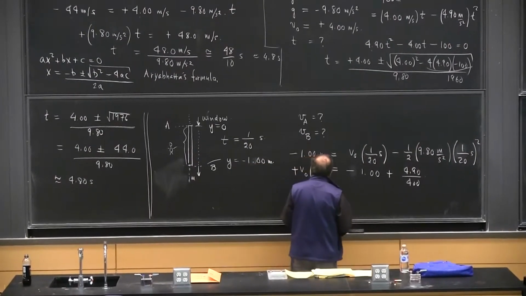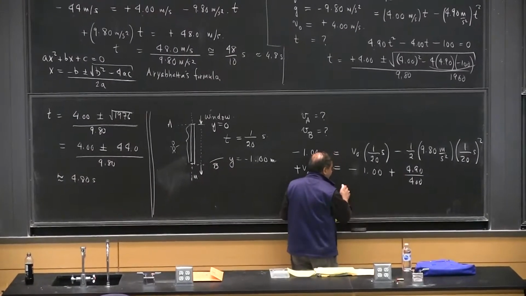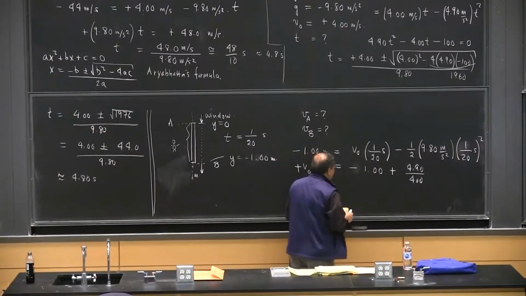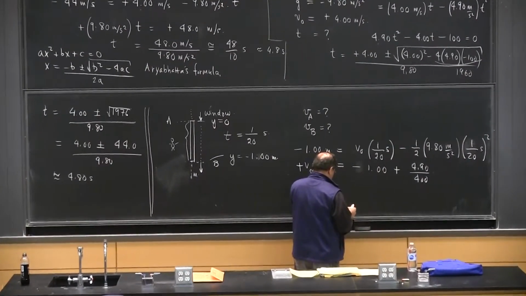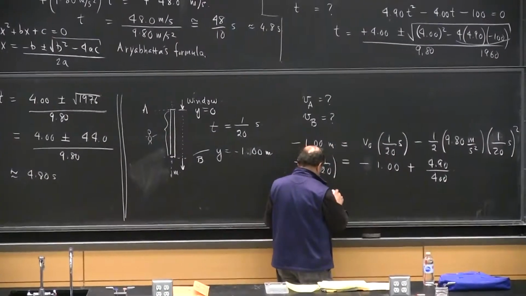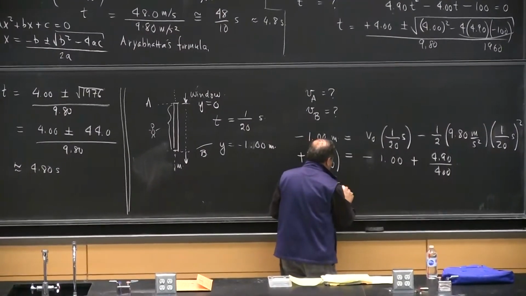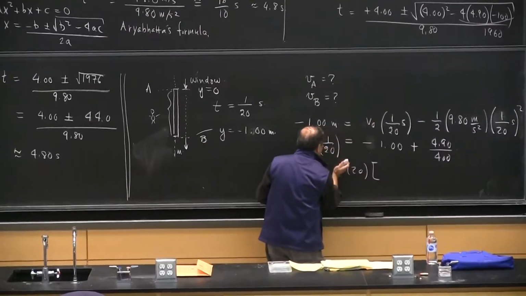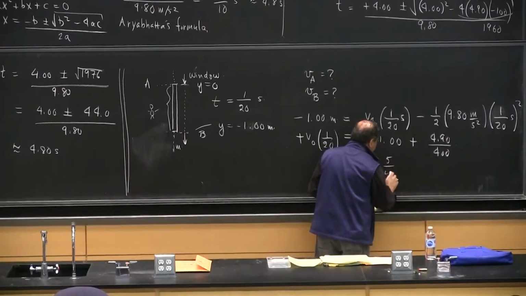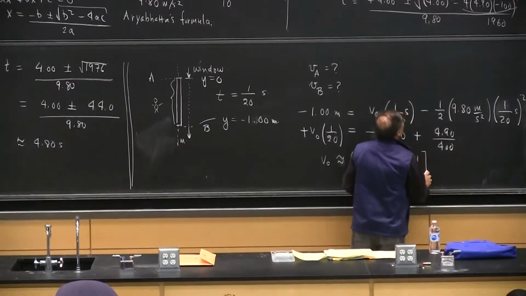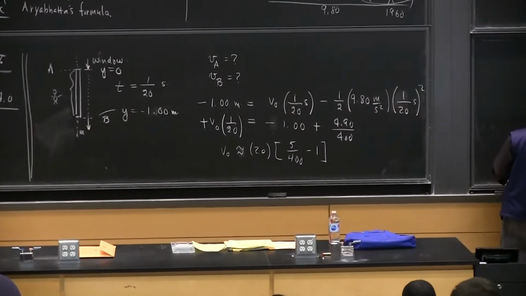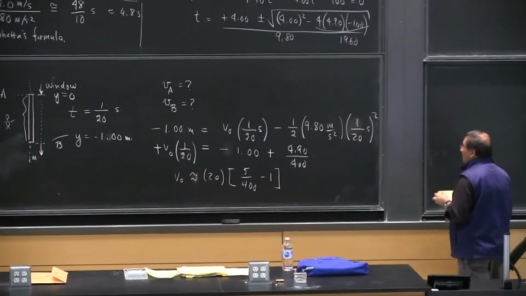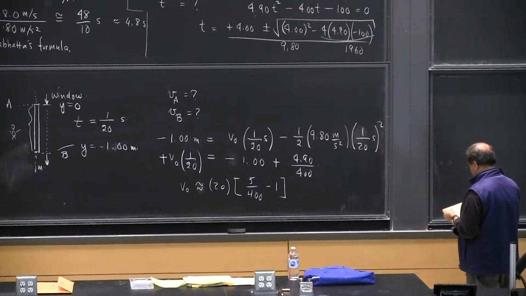Okay. So now what do we have? So now what we have is a situation where I can write, let me get rid of this 20. This 20 is a little annoying. So I'll put this 20 on the other side. This is 4.9 over 400. Let me make my life easier by approximating it as 5 over 400 minus 1. Okay? Half into 9.8, 4.9. Okay, yes.